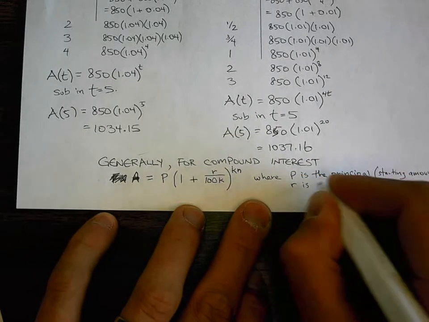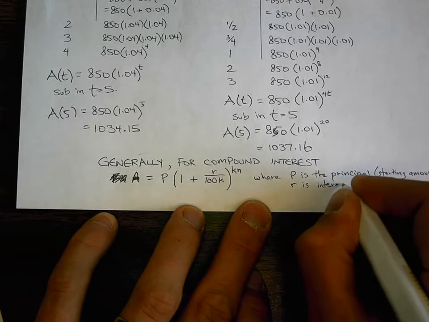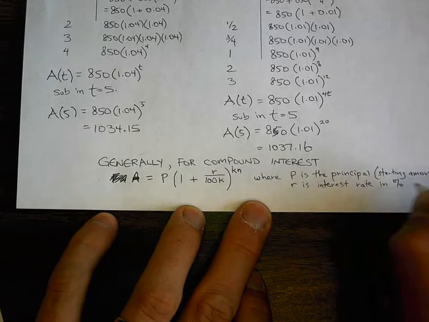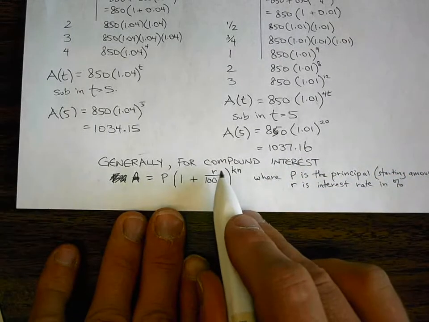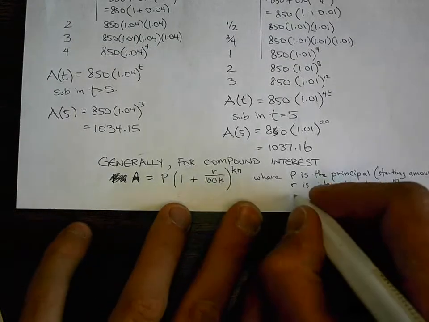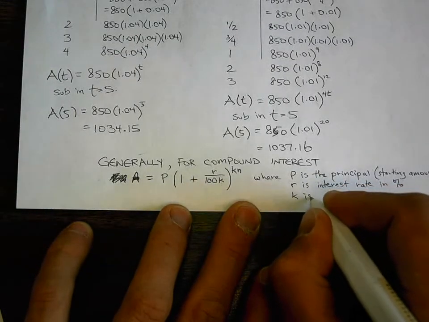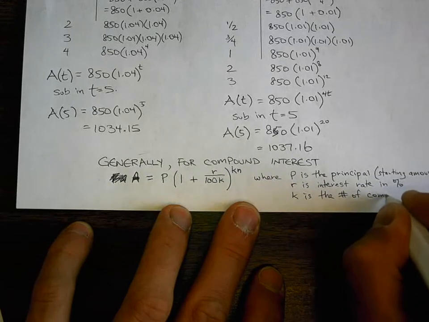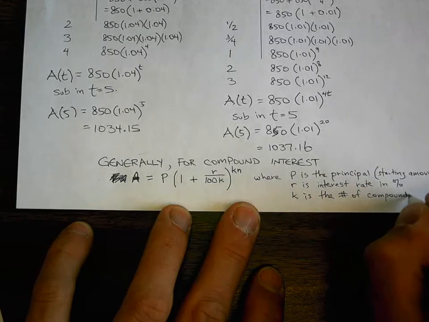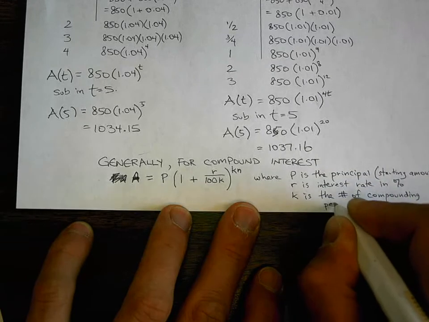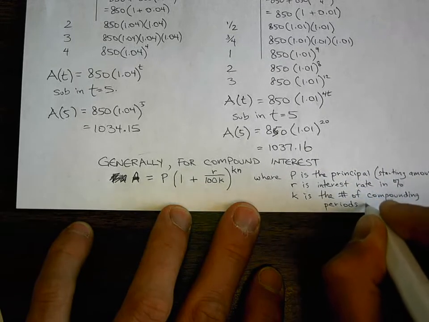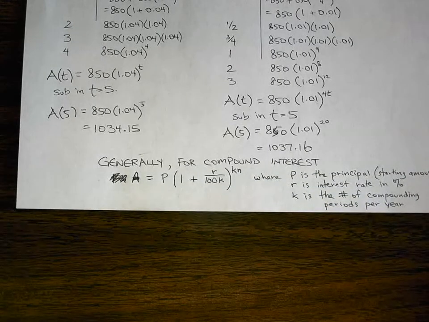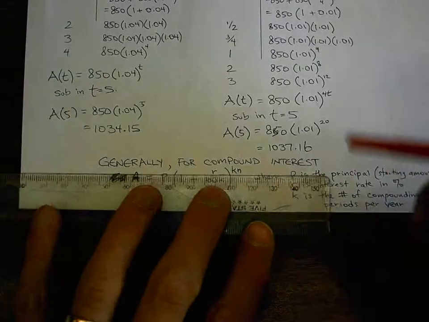R is the interest rate in percent. So that's why we divide by 100. We're turning the percentage into a decimal. And k is the number of compounding periods per year. So that is a formula we want to be able to use.